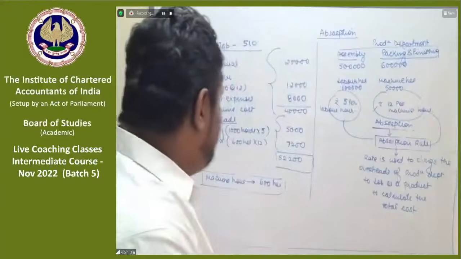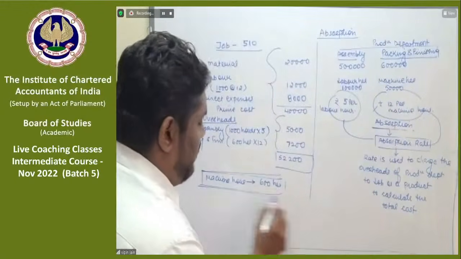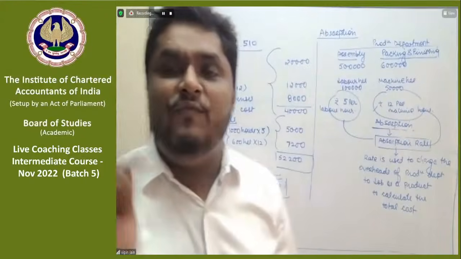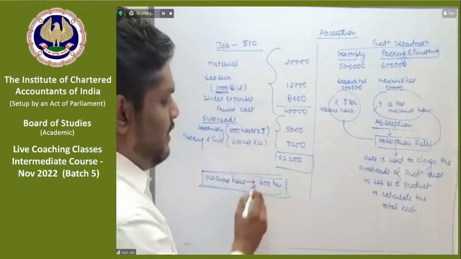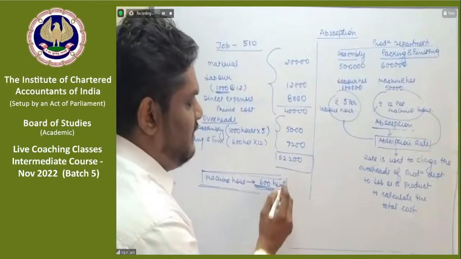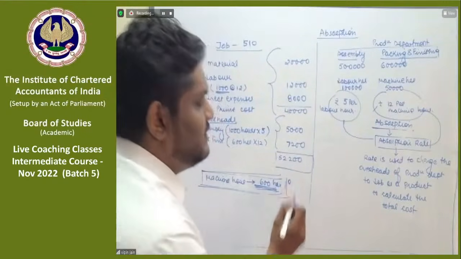This is an illustration, guys. This is an example wherein it is given that for a particular job, total labor hours worked is 1,000 and total machine hours worked is 600 hours. This is a question, not a solution, guys.